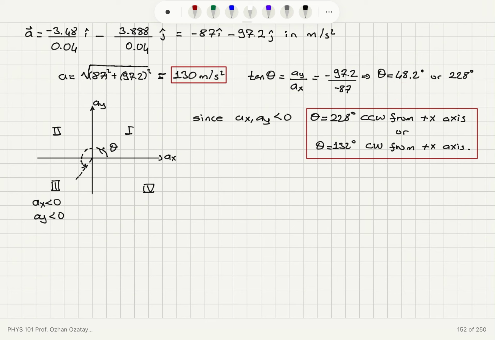Because we can see that the ax and ay values are negative, I have to be in the third quadrant. The answer I should take is not this one, but this one, 228 degrees, measured counterclockwise, or I can go clockwise, 132 degrees, and I would find my acceleration vector.